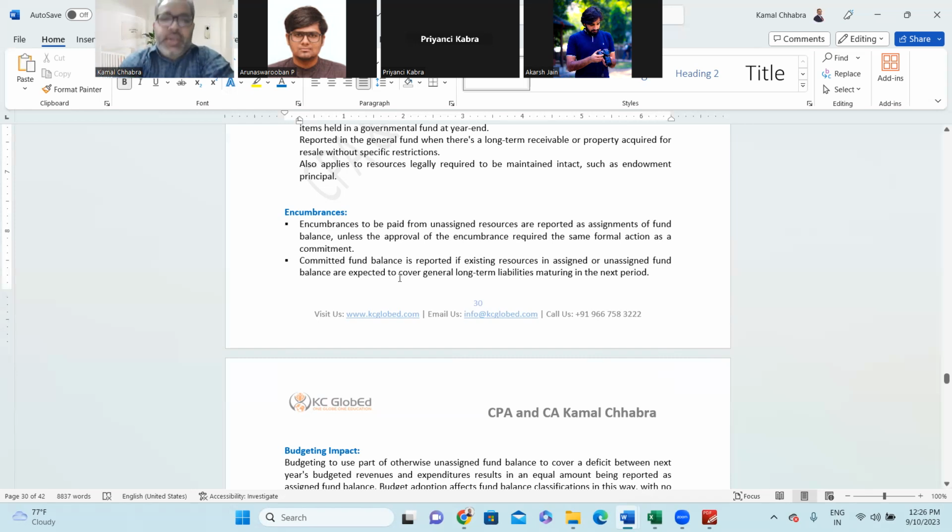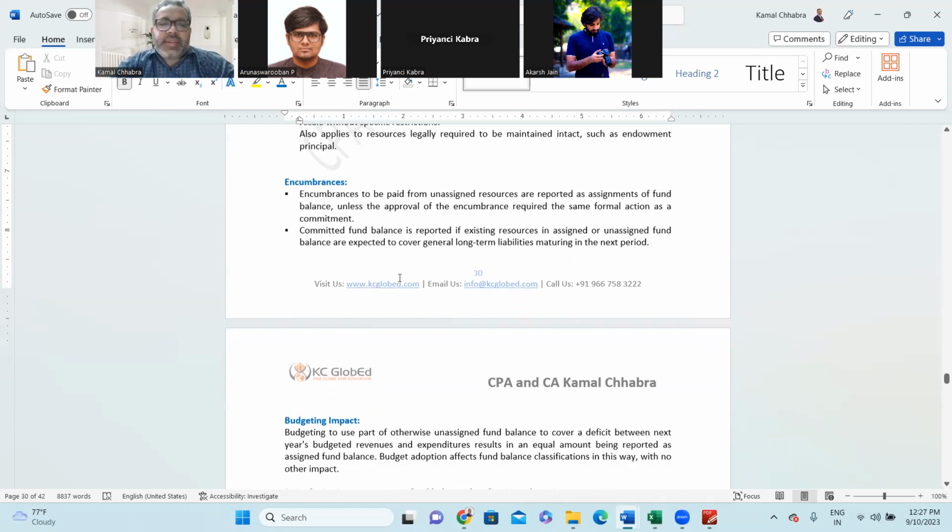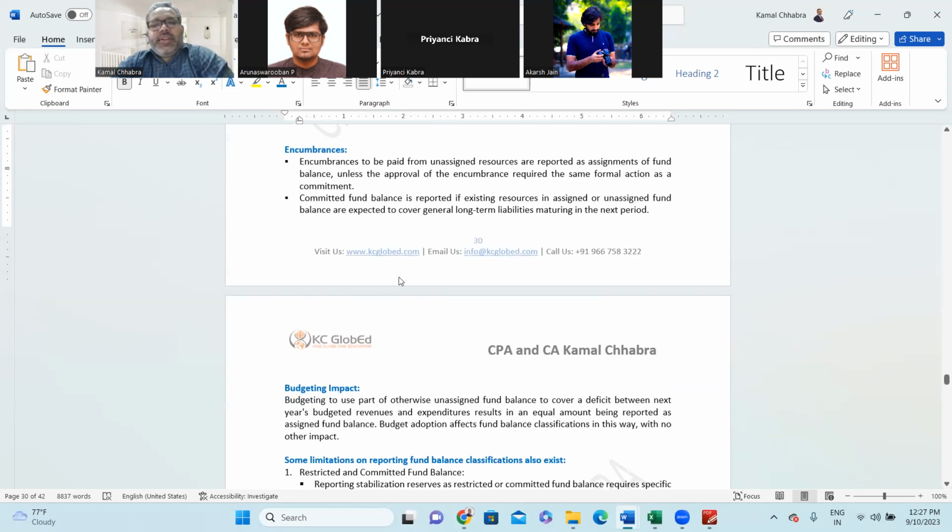So encumbrance to be paid from unassigned resources are reported as assigned fund balances, right? Unless the approval of encumbrance is required for some formal process or action from the committed fund. The last one is committed fund balance are reported if the existing resources assigned or unassigned fund balance are expected to cover the general long-term liability maturing in the next period.